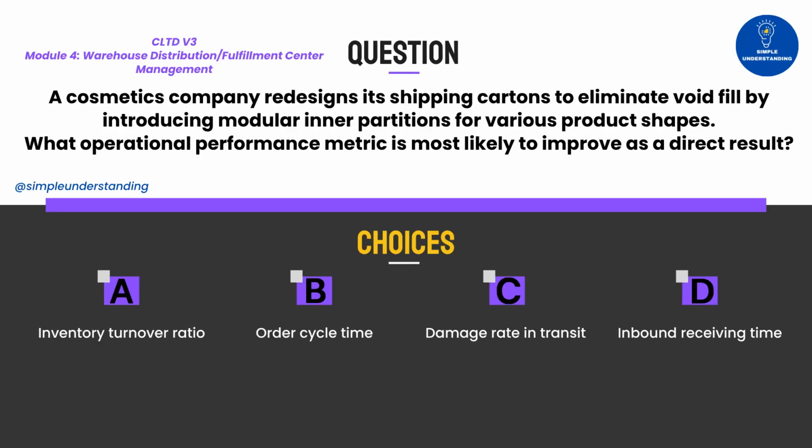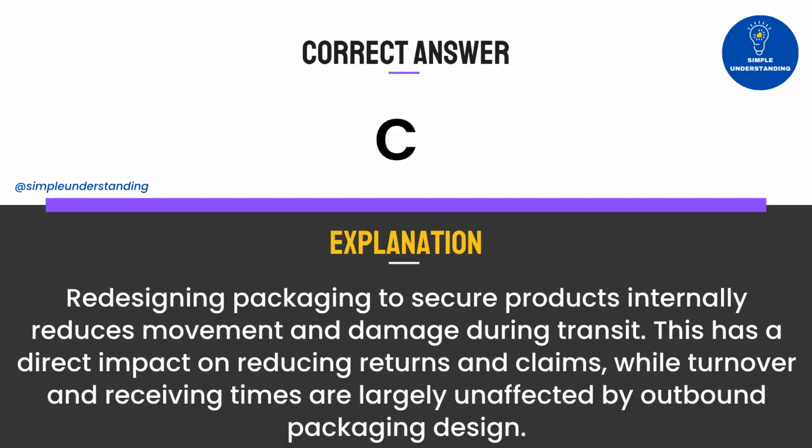Question 9. A cosmetics company redesigns its shipping cartons to eliminate void fill by introducing modular inner partitions for various product shapes. What operational performance metric is most likely to improve as a direct result? A. Inventory turnover ratio. B. Order cycle time. C. Damage rate in transit. D. Inbound receiving time.